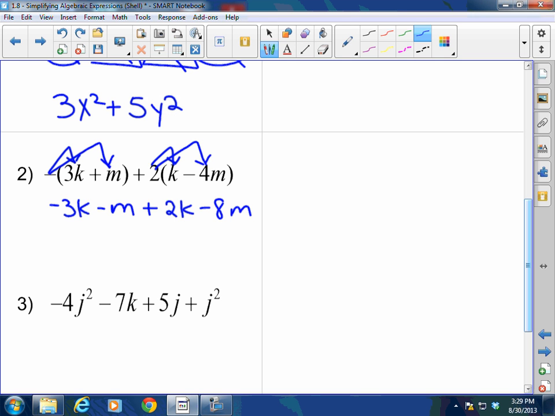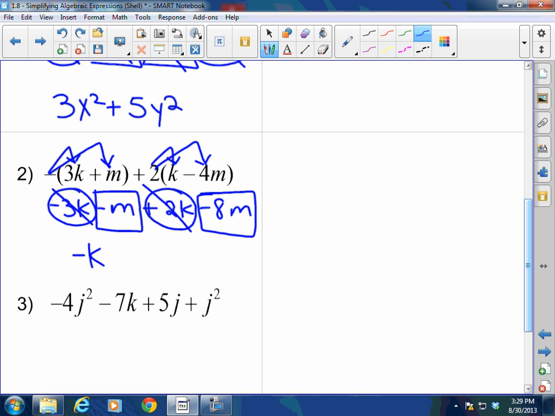minus 8m. Now, like I always do, negative 3k and positive 2k are like terms, and negative m and negative 8m are like terms. So negative 3k plus 2k, use your integer operation rules. When the signs are opposite, subtract as normal and keep the sign of the largest absolute value. I've got 3 negative k's and 2 positive k's. So 3 minus 2 is 1, but I've got more negatives than positives, so I've got a negative k. I've got negative m and a negative 8m. When the signs are the same, you add and keep the sign, so that's negative 9m. And you are done.